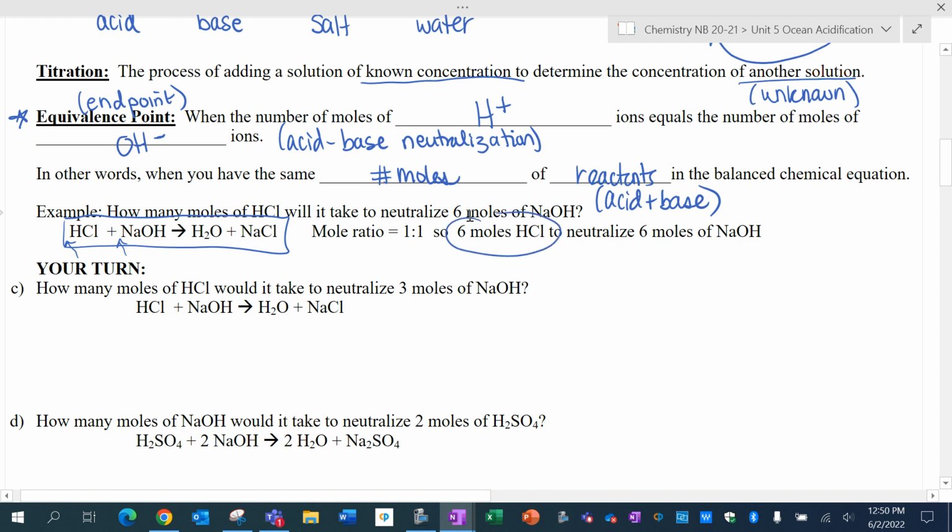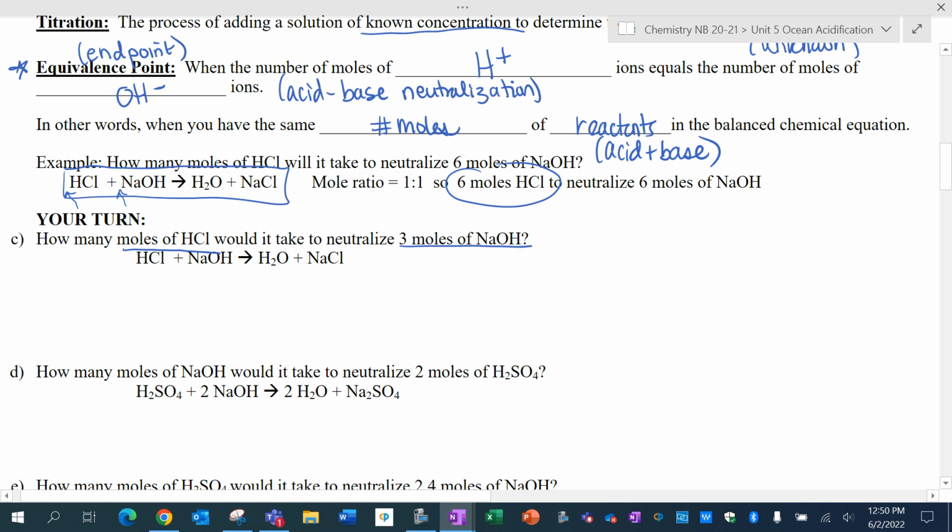All right. So with that logic, let's try a couple other problems. How many moles of HCl would it take to neutralize 3 moles of NaOH? Well, I've got 3 moles of NaOH, and I'm going to write this out using dimensional analysis to see if this rings a bell. I've got 3 moles of NaOH, and I know that for every 1 mole of NaOH, I'm going to need 1 mole of HCl. They react in a 1-to-1 ratio. Therefore, I must need 3 moles of HCl to neutralize my base.